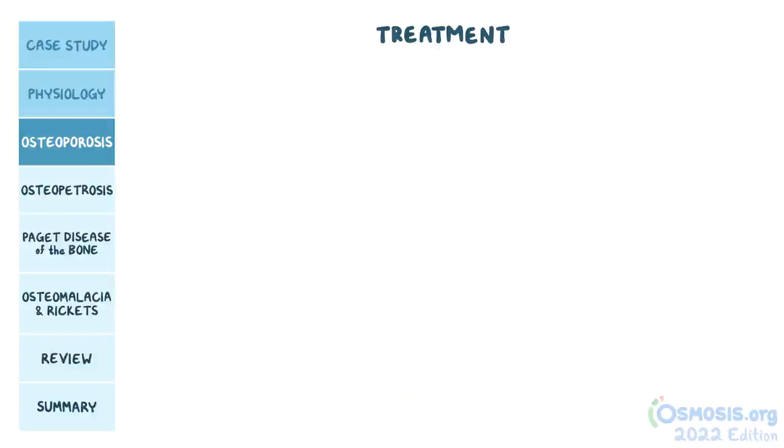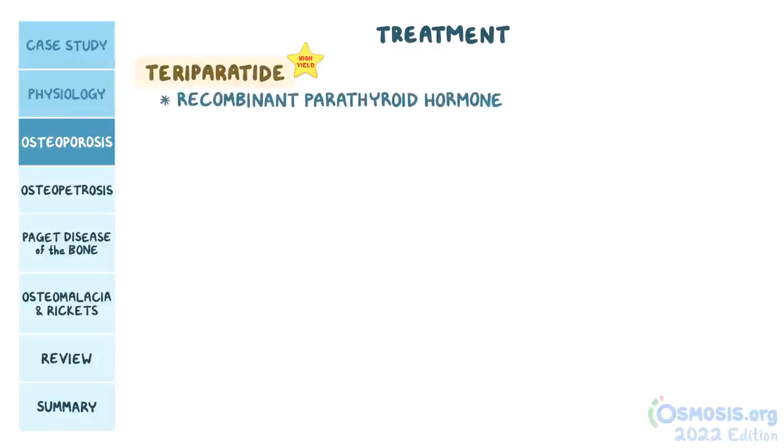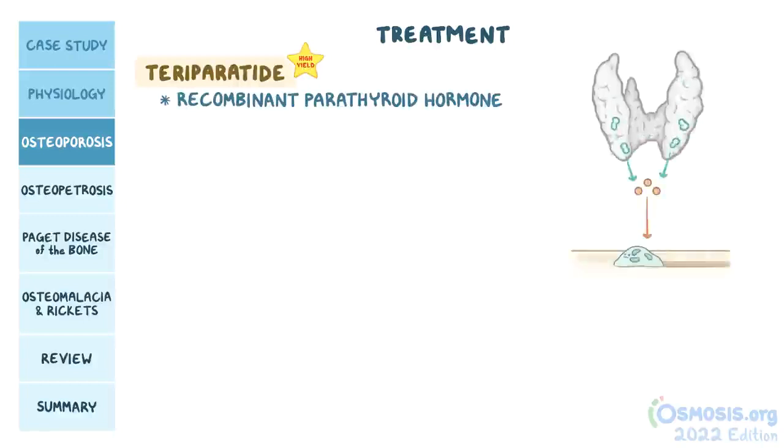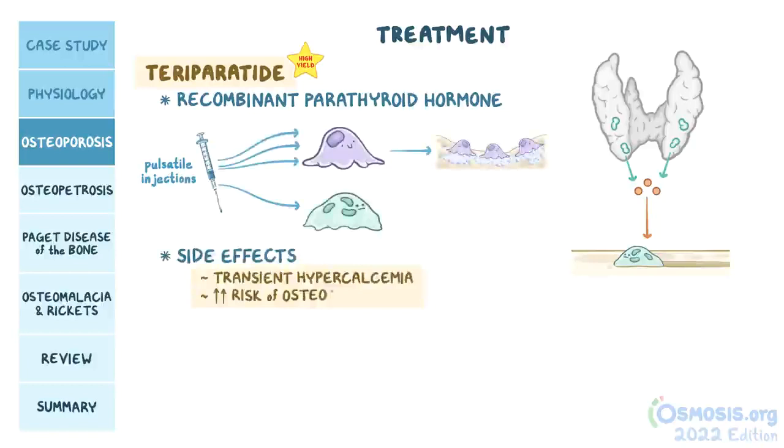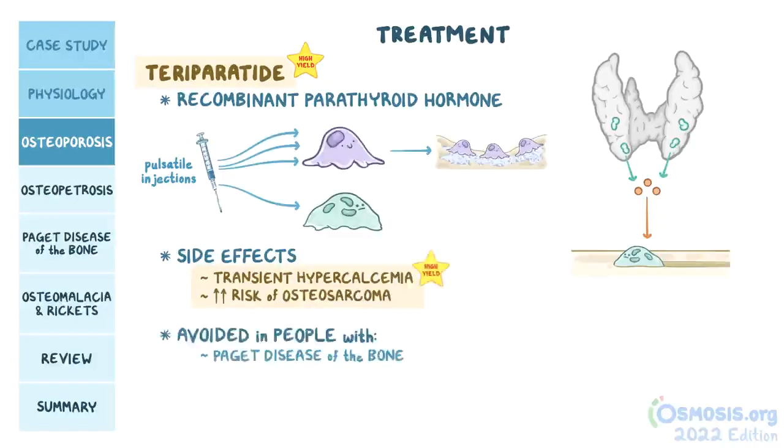Next, if osteoporosis is really advanced, teriparatide, a recombinant parathyroid hormone, can be used. Now, even though parathyroid hormone stimulates bone resorption, it's been found that pulsatile injections with teriparatide activate osteoblasts more than osteoclasts, therefore increasing bone formation. Some of its side effects include transient hypercalcemia and an increased risk of osteosarcoma, which is why it should be avoided in people with Paget disease of the bone, unexplained elevation of alkaline phosphatase, and in those with a history of cancer or radiation therapy.